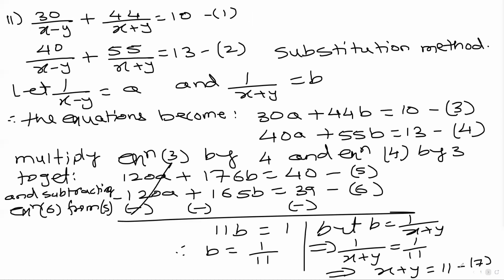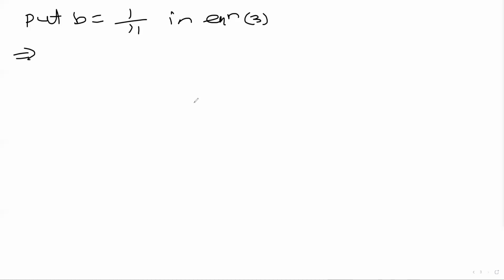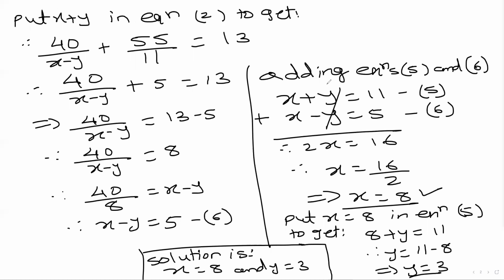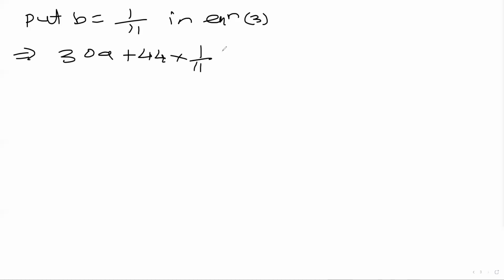What do you get? 30 into 30A, right? 30A plus 44 into 1 upon 11 is equal to 10. So what do you get? 11 ones are 11, 4s are 4. You get 30A plus 4 is equal to 10.